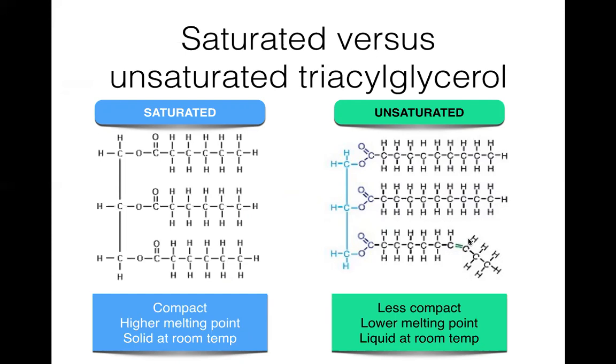So triacylglycerols that are of animal origin are almost always composed of saturated fatty acids, whereas those of plant origin, those are oils, have more of the unsaturated fatty acids, and that's the reason why they are liquid at room temperature.